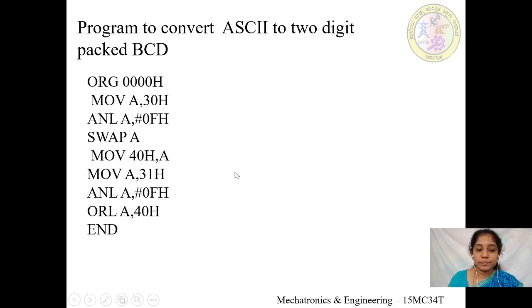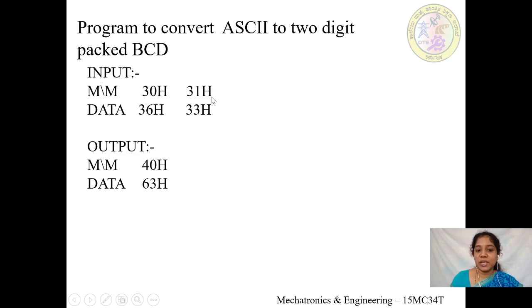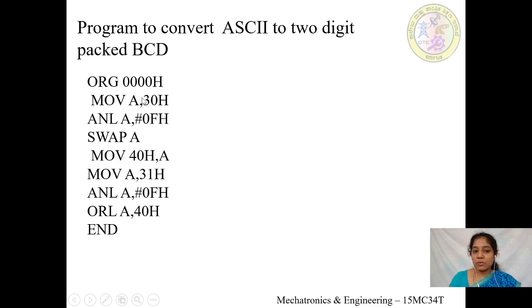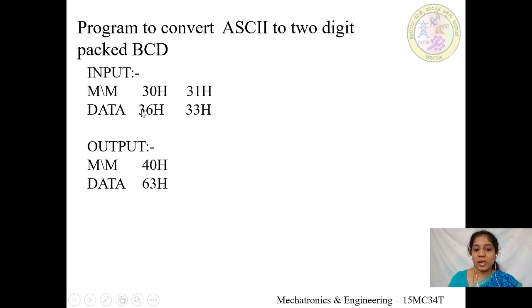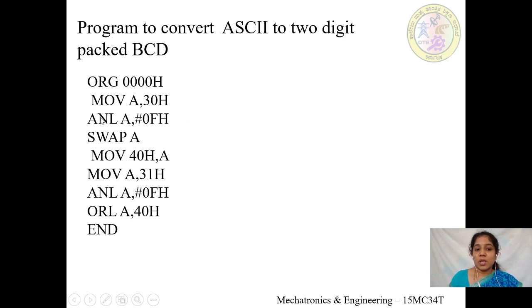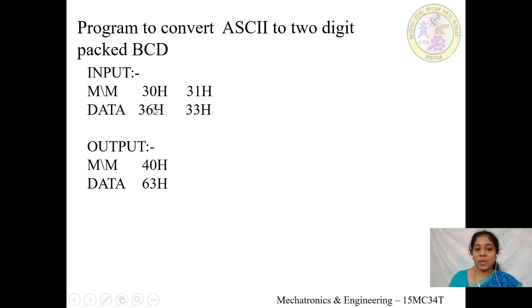So how will you do it? I am planning to give my inputs at 30h and 31h memory locations and expecting my result at 40h memory location. What is my first step? I'll start with origin. I'll take the first data into my accumulator and mask it. I want to get only 6. Either you can perform subtraction or you can perform a masking operation. I will eliminate this by masking.